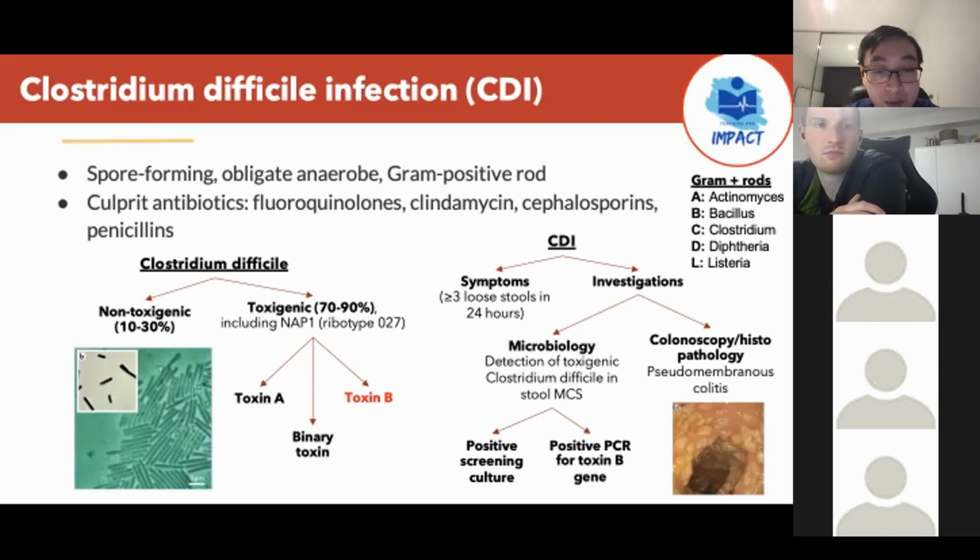So how do we treat Clostridium difficile infection? We talked about one antibiotic that we can use, metronidazole, which is activated by the P4 enzyme. What other antibiotics can we use?